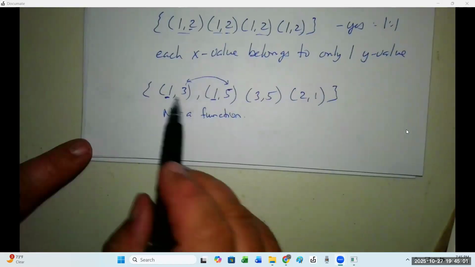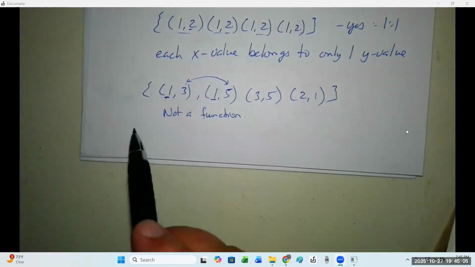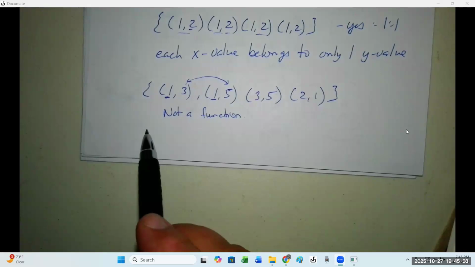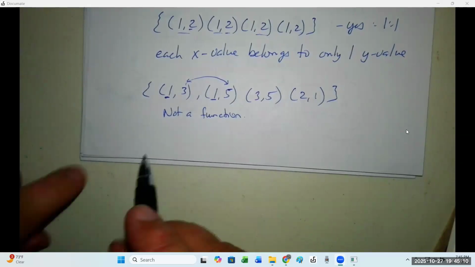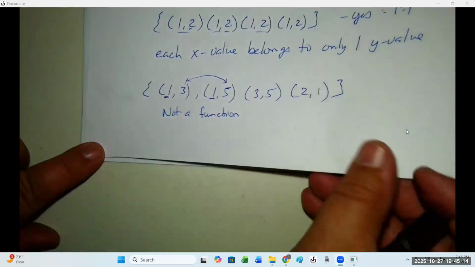On a graph, if all the x's have to be different, if they're all different, then what's going to happen when we draw a graph, no vertical line will touch more than one part of the graph.